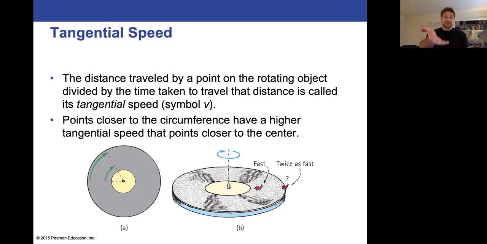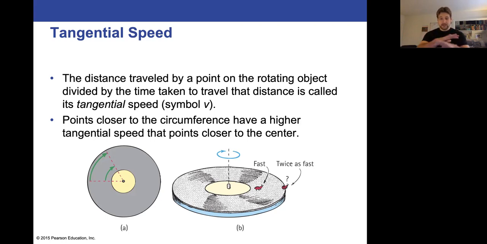Let's say it's a record on a turntable. The entire record is rotating about an axis that goes through the center of the record. The entire record rotates once every so and so many seconds. The rotational speed of the record is whatever it is. This many revolutions per minute. Maybe 45 rotations every minute.